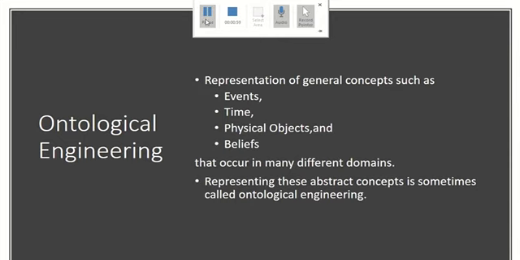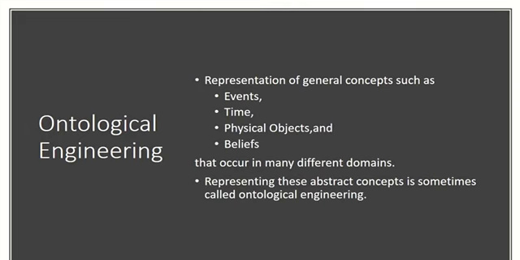Before going to the main topic of the session, that is categories and objects, I would like to give a brief introduction of ontological engineering. Ontological engineering is basically a representation of general concepts such as events, time, physical objects, and beliefs that occur in many different domains in the real world. Representing these abstract concepts is sometimes called ontological engineering.